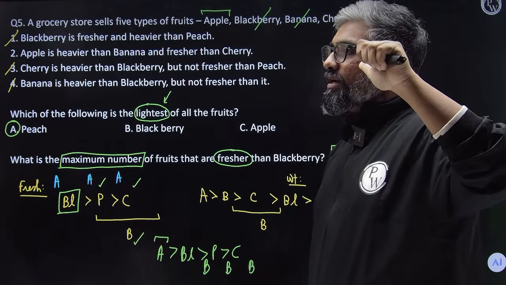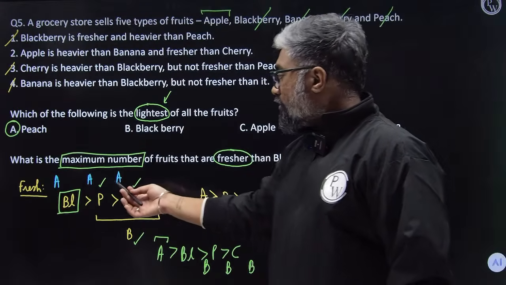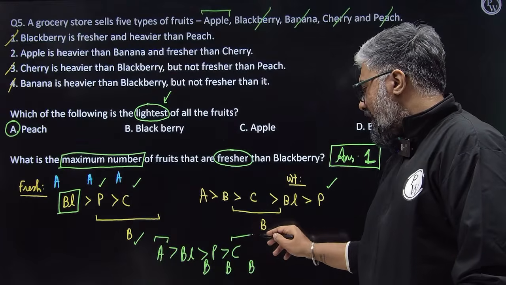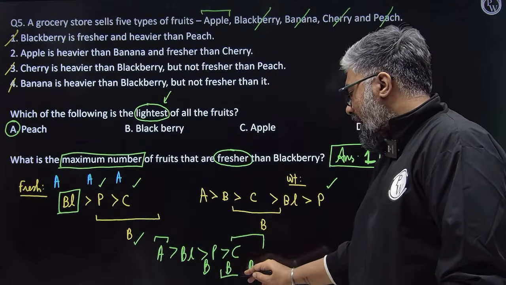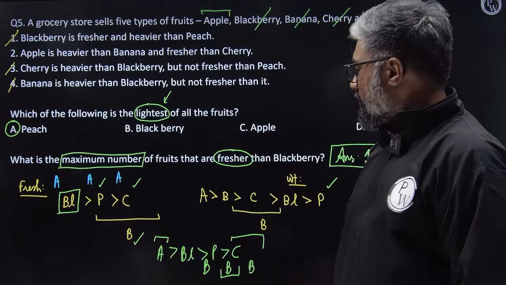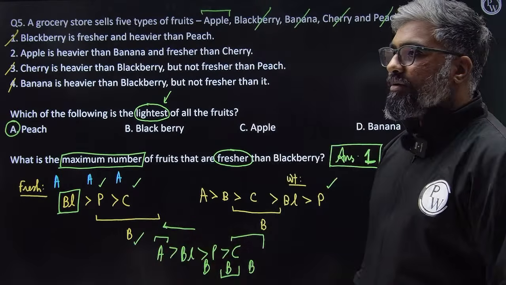Clear? Kabilan, did you understand this? If it is not fresher than, it can come anywhere. So that's what I'm saying, no? Cherry and then banana, or banana and then cherry, possible. Yes, but we don't care about cherry and banana because they are asking about fruits that are fresher than blackberry. So now we have covered all the basics. We've understood how to make these arrangements.